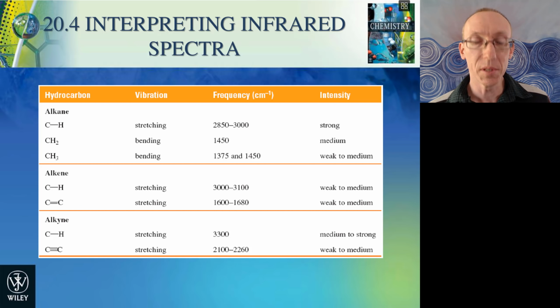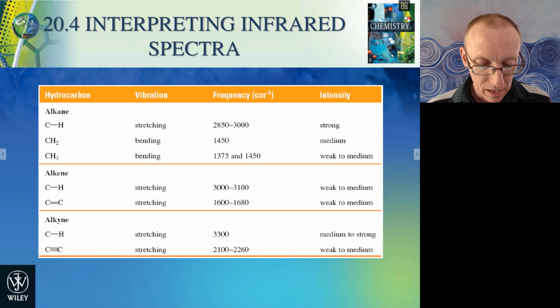Okay, so looking in a bit more detail at hydrocarbons, if we have alkanes, we have stretching around 2850 to 3000. That's the stretching mode. The CH2 groups have a bending mode around 1450, that's only medium strength. And CH3 groups, they're a particular facet of hydrocarbons. They have a bending mode around 1375 to 1450, which is only weak to medium.